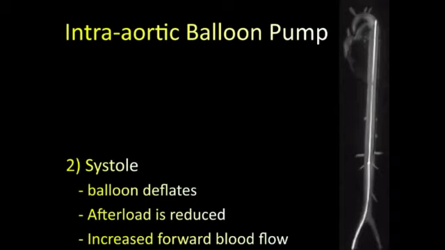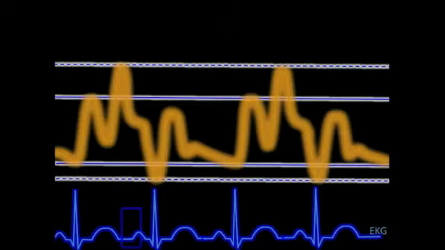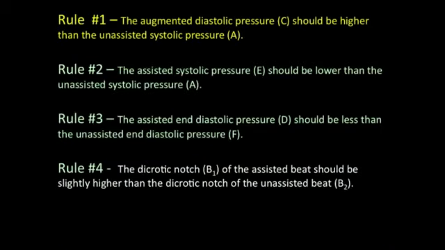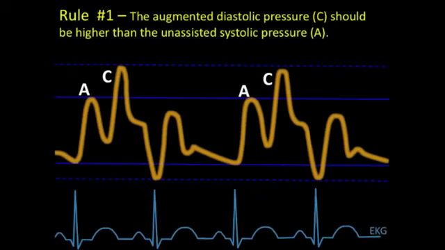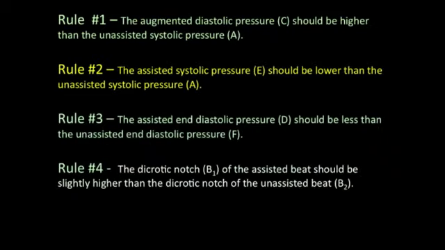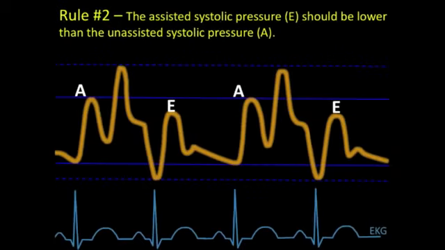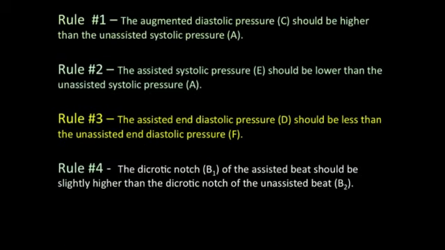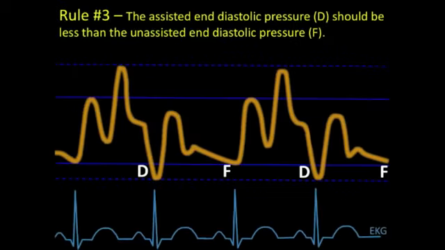Two very important things to know. So a few very important things to remember. So there's 4 rules that you should know. Rule number 1, the augmented diastolic pressure should be higher than the unassisted systolic pressure. Rule number 2, the assisted systolic pressure should be lower than the unassisted systolic pressure. Rule number 3, the assisted end diastolic pressure should be less than the unassisted end diastolic pressure.